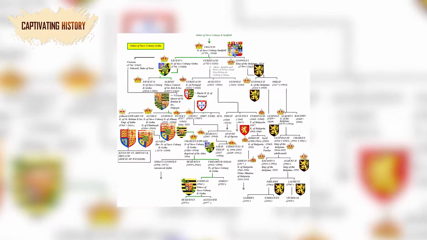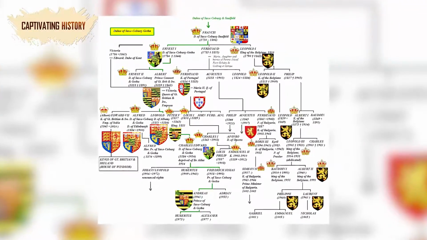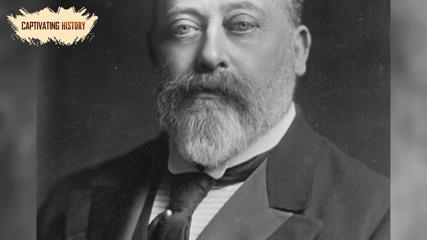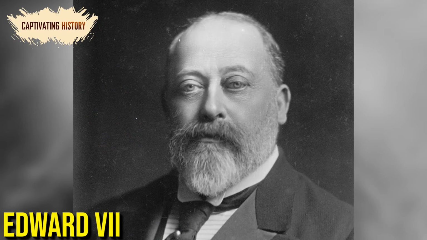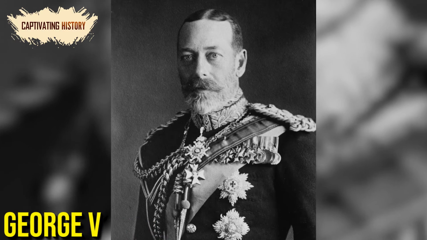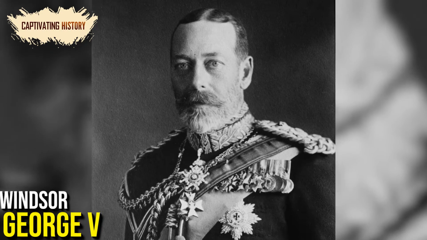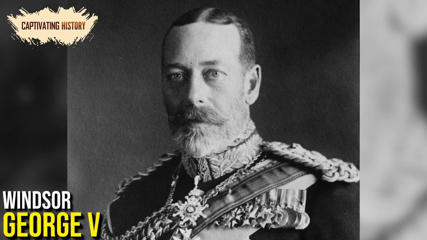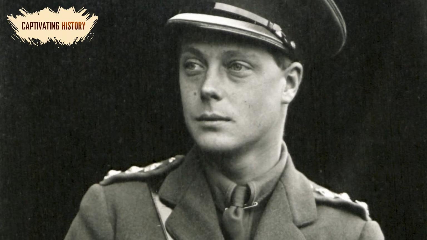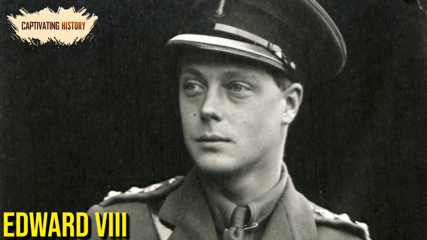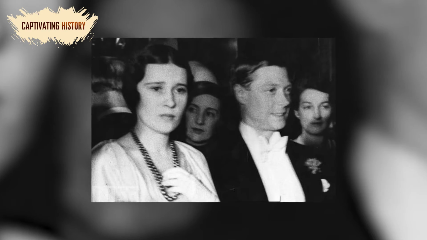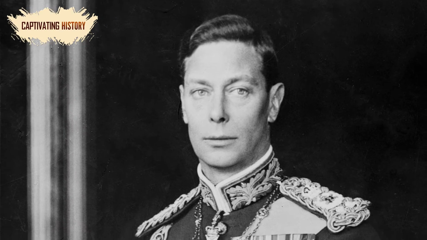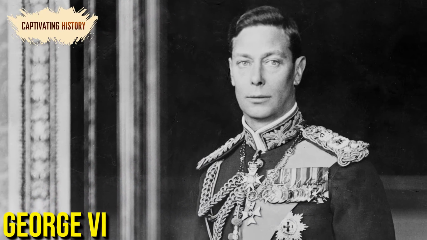Victoria begat the current line of the British royal family, the House of Saxe-Coburg and Gotha. Victoria was succeeded by her son, Edward VII. Victoria's grandson, George V, changed the family name to Windsor during the First World War, in an attempt to cut ties with their Germanic roots. Next came George V's son, Edward VIII, whose relationship with a divorcee caused him to abdicate after 6 months on the throne. Edward's brother, George VI, was then crowned.